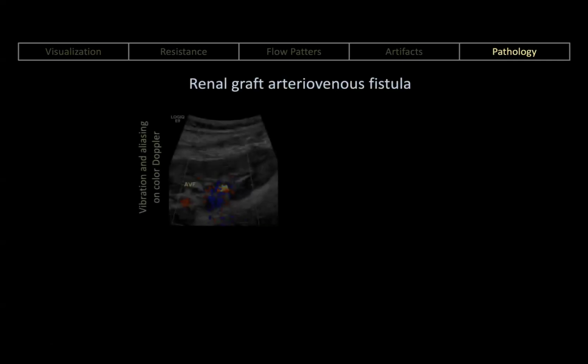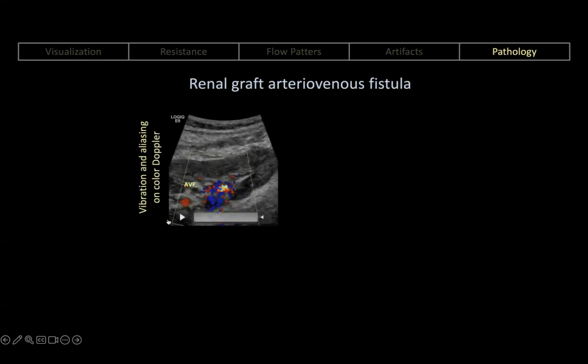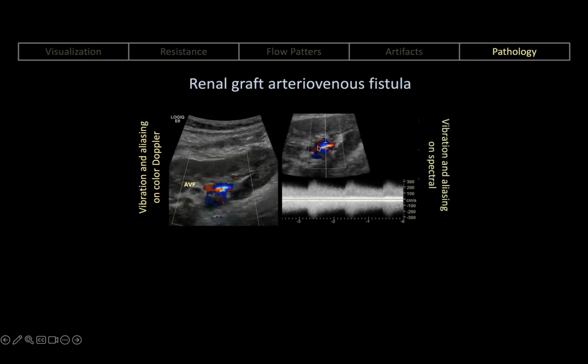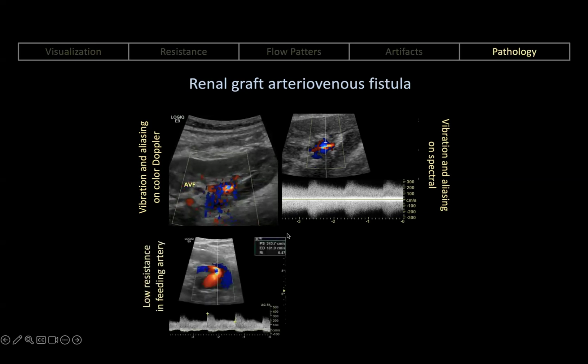Here's a kidney transplant that has an arterial venous fistula. If we put on the Doppler, we can see that there's this area of tissue vibration that's going on within the kidney transplant itself. You put the spectral waveform on this. It's a high velocity, low resistance waveform pattern that we would expect.